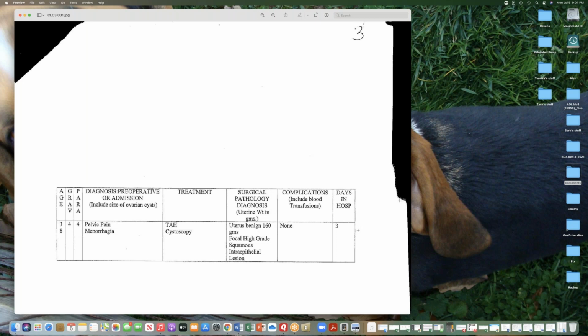Yeah. The fact that, first of all, they did a TH for the uterus that is 160 grams. Yeah, so that's certainly what's up with that? Why did they do that, especially in a para 4? And the other thing is there is no mention of what other treatments or medical treatment they tried for pelvic pain or menorrhagia.